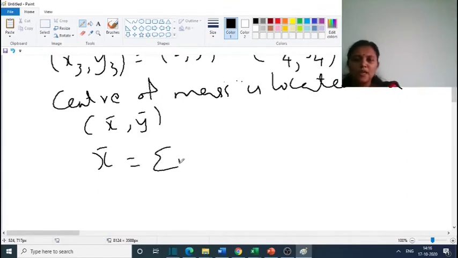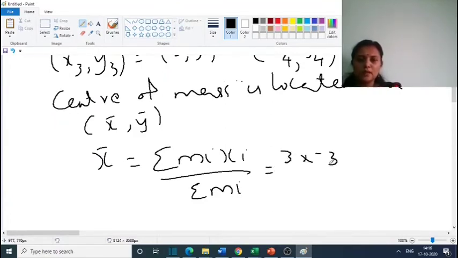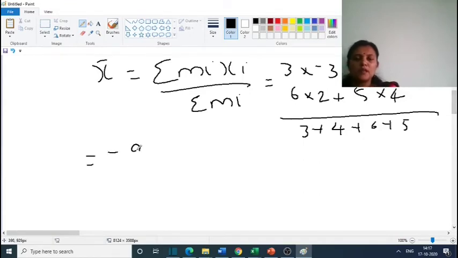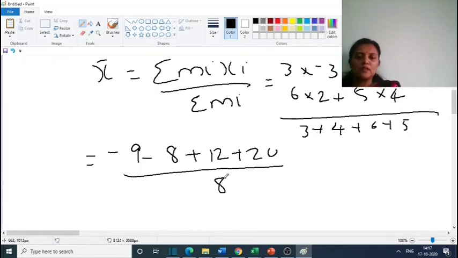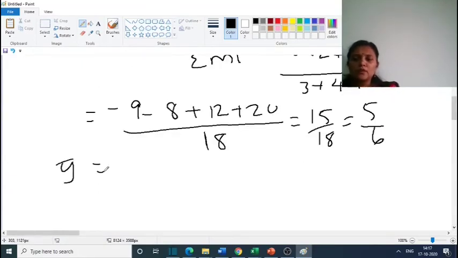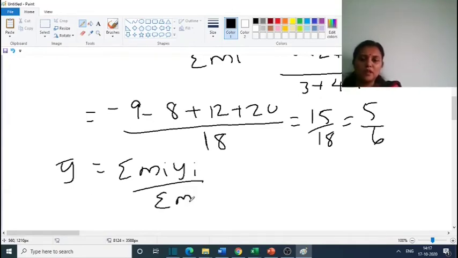Where x bar is equal to sigma mi xi by sigma mi, which is equal to 3 into minus 3 plus 4 into minus 2 plus 6 into 2 plus 5 into 4 divided by 3 plus 4 plus 6 plus 5. That is minus 9, minus 8, plus 12, plus 20 divided by 18, which is minus 17 plus 12, minus 5, plus 15 by 18, which is equal to 5 by 6. You can cancel 3.